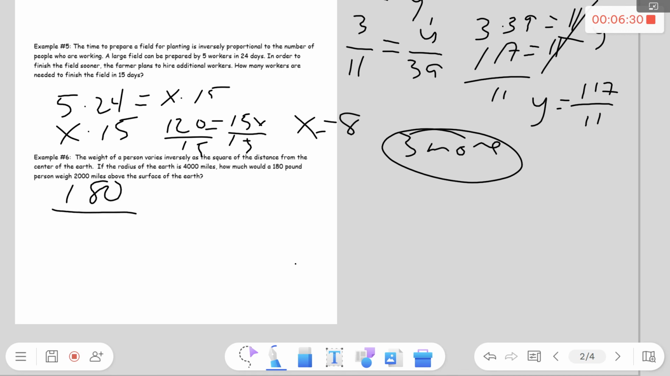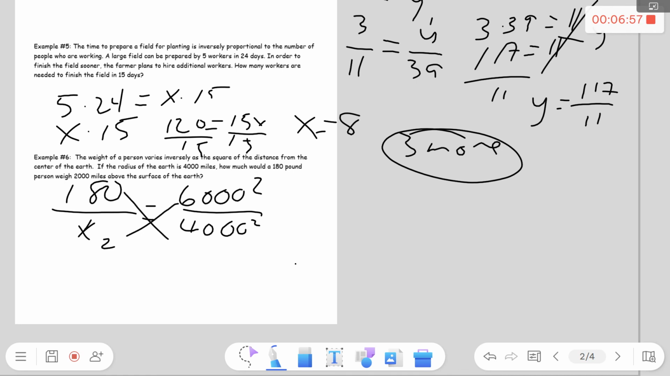That person is going to go, and this is the radius. The weight varies as the distance squared. So what we're going to have is a 180-pound person is to, I don't know how many pound person, is going to be 6,000 squared over 4,000 squared. Why? Because if you're 4,000 from the center of the Earth, just beyond the crust, I need to know how much it's going to be when you're 2,000 higher in the air.